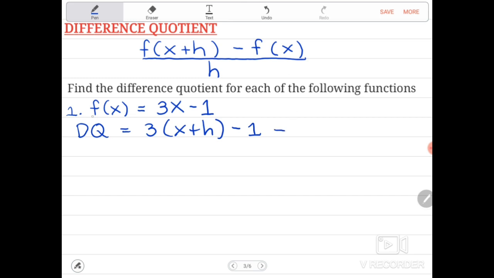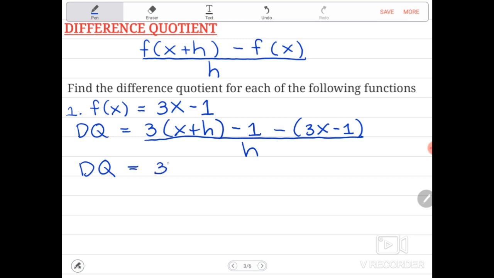What is f of x? The equation itself. Ito yun, the equation itself. Don't forget to put parentheses because we are going to subtract the whole f of x from the f of x plus h. You need to distribute the negative sign, all over h. So the difference quotient will be, simplify. So we have 3x plus 3h minus 1 minus 3x plus 1, all over h.